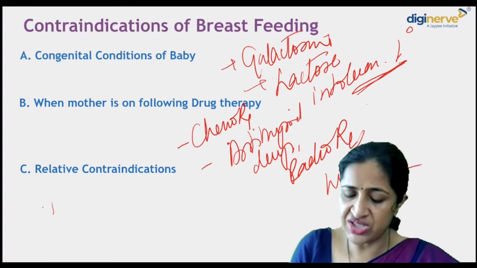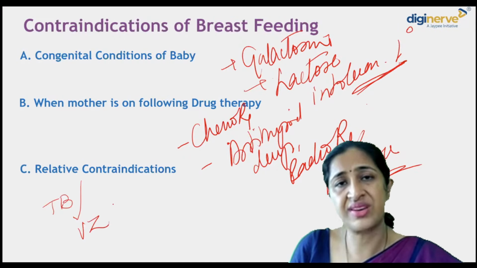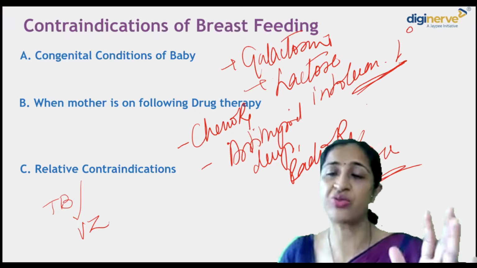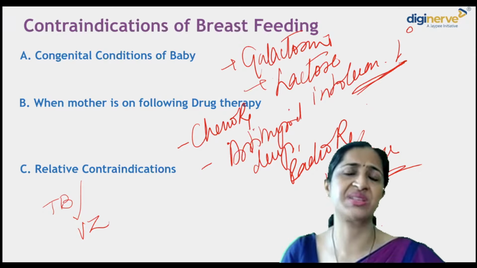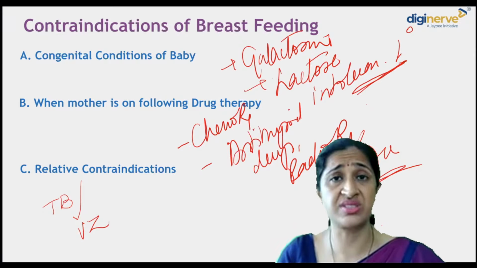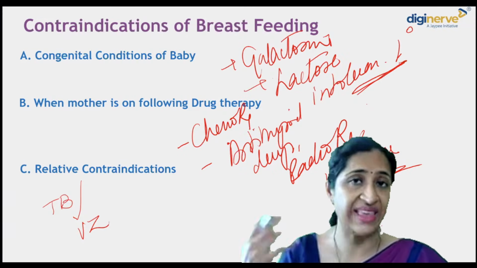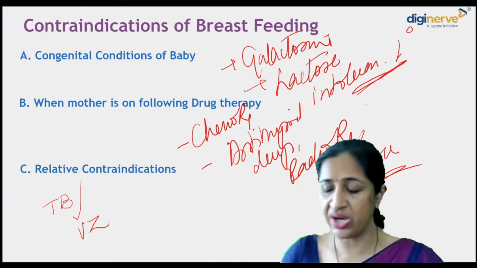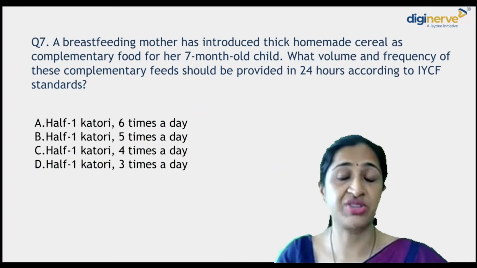Relative contraindication is active tuberculosis and active varicella zoster infection. All these are very significant but relative contraindications. Of course, when the mother has some very significant illness, even Crohn's disease or ulcerative colitis, when the medications involved are higher medications, for that period of the medication we avoid breastfeeding.